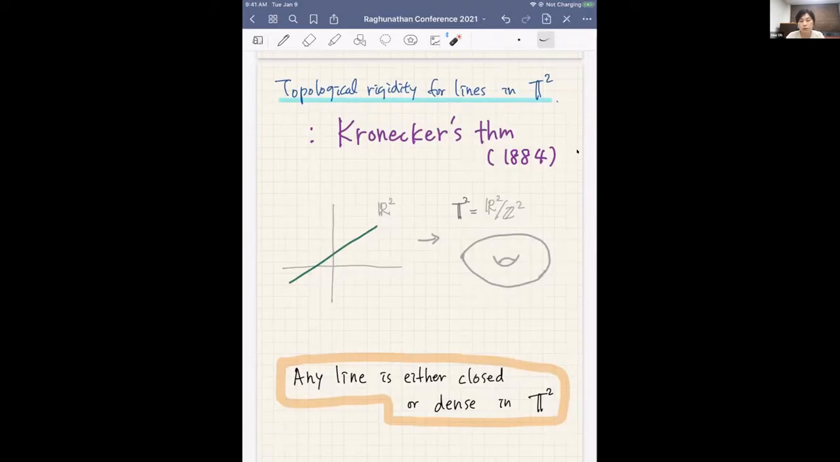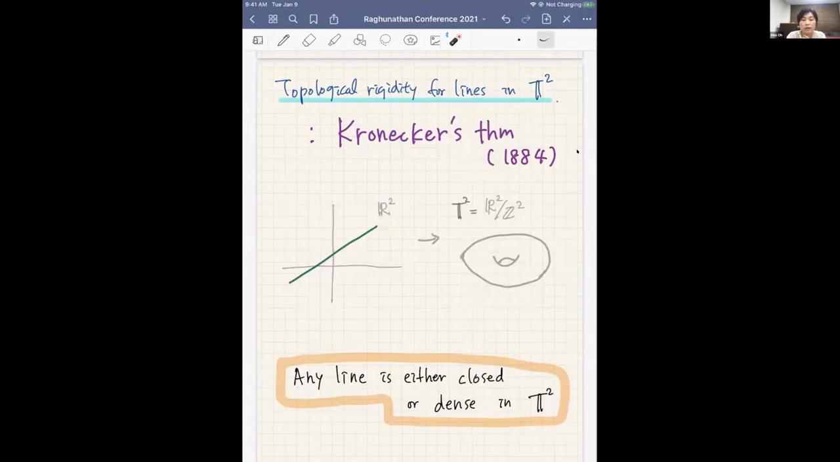By torus here, the two-torus is simply R2 divided by Z2, the integral lattice. Clearly we have this quotient map from R2 to T2. And by a line in the torus, I simply mean the projection of a line in R2 under this quotient map. In R2, of course, every line is closed. It's just a line. But if you go to the projection, the theorem says that any line is either closed or dense in the torus T2. This is known as Kronecker's theorem, from 1884.